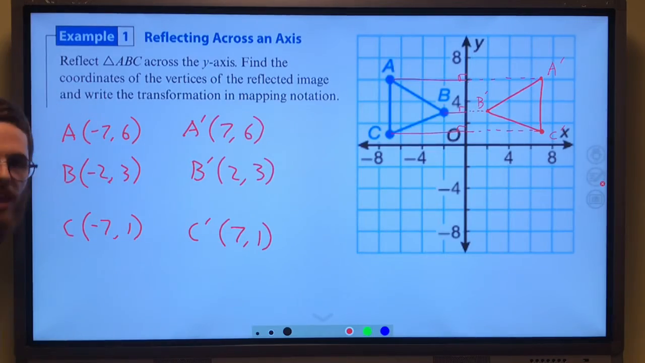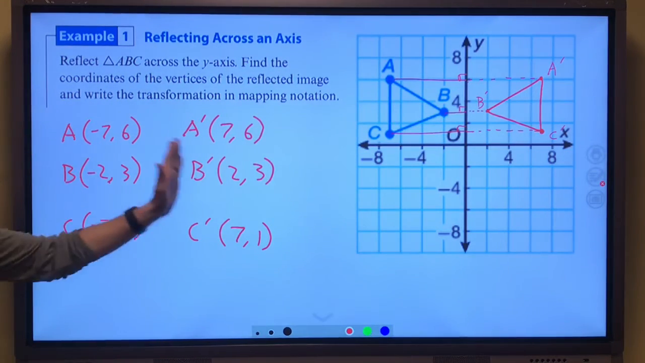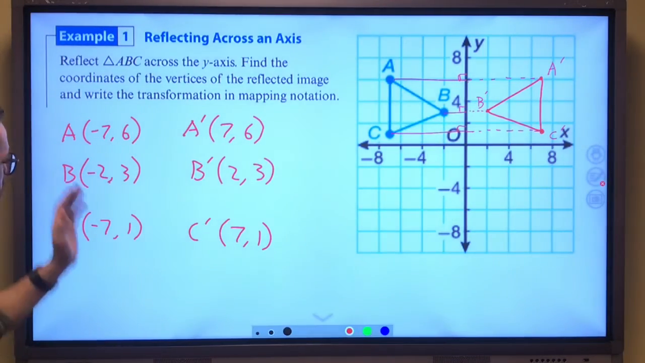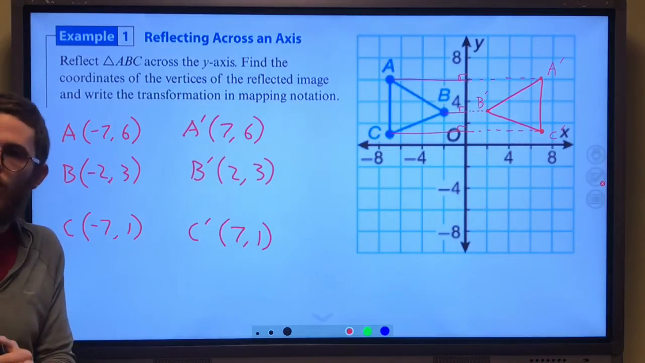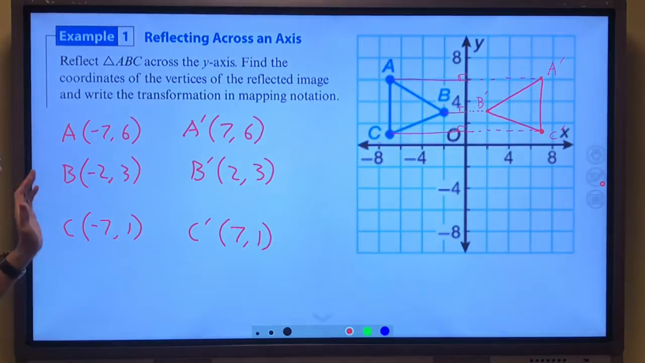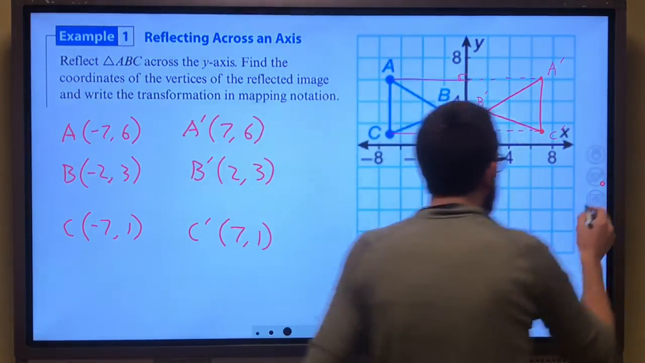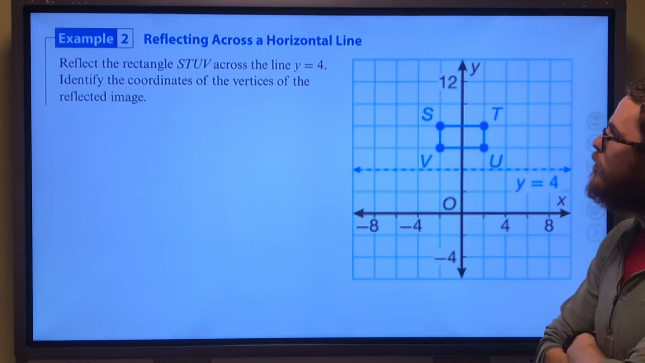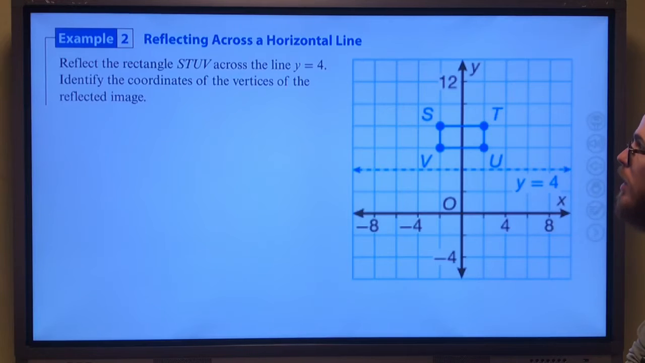Notice when we reflect across the y-axis, that's what we were doing, the x-coordinate changes sign. That's the only thing that happened. Our x-coordinates changed their sign. The y-coordinates stayed exactly the same. So to perform a reflection across the y-axis, all we have to do is change the sign of the x-coordinate. Pretty crazy stuff there.